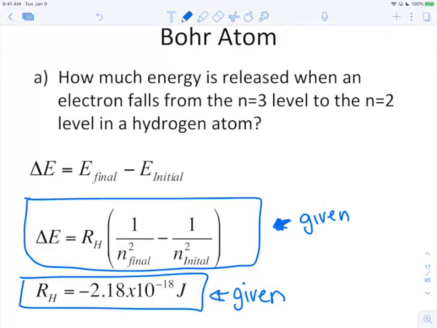Here delta E represents the change in energy, final minus initial. Our H is going to be our Rydberg constant, and we have 1 over n² final, so that's our final energy level squared, minus 1 over n² initial, which is our initial energy level squared.